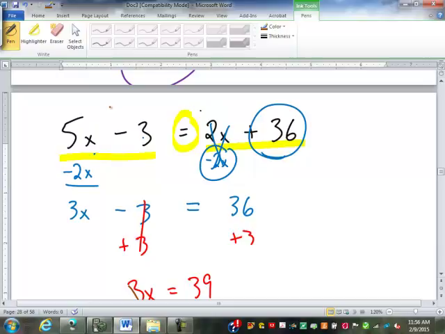And again, you can double check. Replacing the x with 13 each time. So this is 5 times 13 is 65. Minus 3 is 62. This is 2 times 13 is 26. Plus 36 is 62.